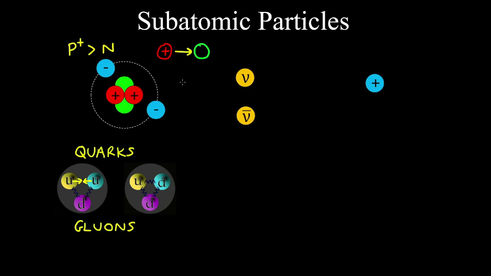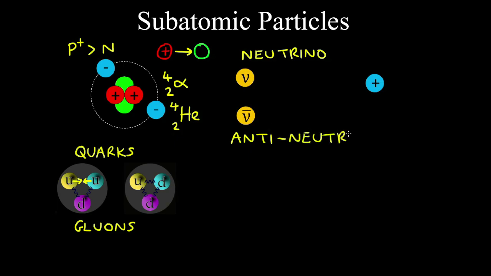So an alpha particle, or a helium nucleus, consists of 2 protons and 2 neutrons. So this can be symbolized as an alpha particle or a helium nucleus. Now other subatomic particles that can be emitted by nuclear decay are neutrinos, which are symbolized by a nu, and antineutrinos with a bar on top. So these have no electric charge and have a negligible mass.